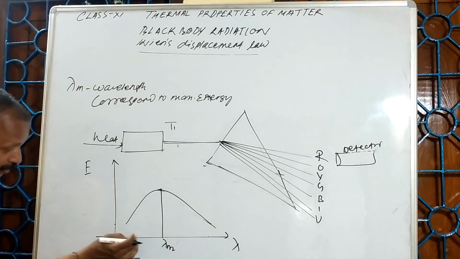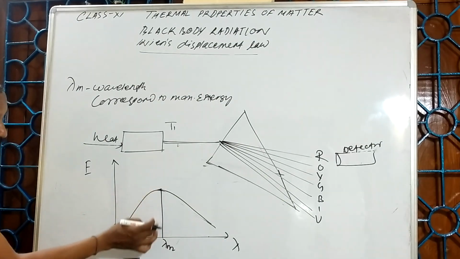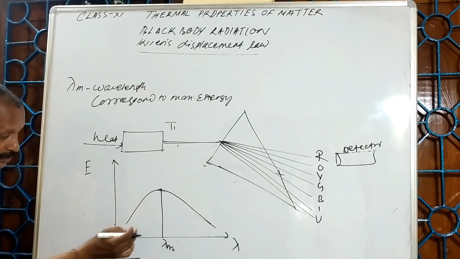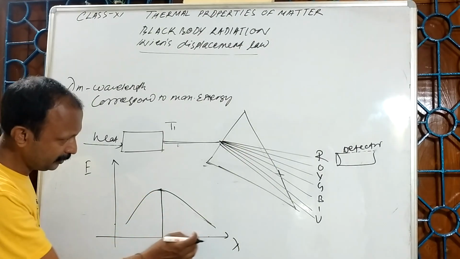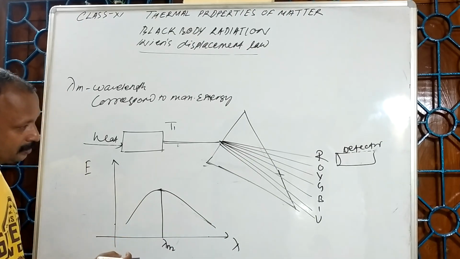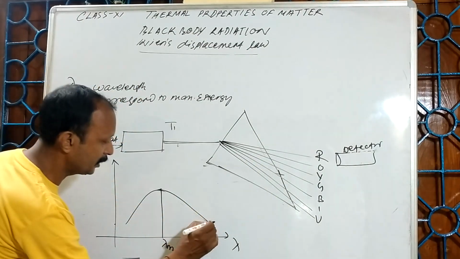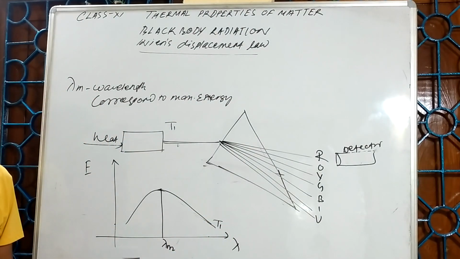From here to here I am coming. Wavelength is decreasing, but the energy height is increasing. When the wavelength is decreasing, the energy height is increasing. When the wavelength is decreasing, what about the temperature? Suppose in this case the temperature is T1. I got this graph.